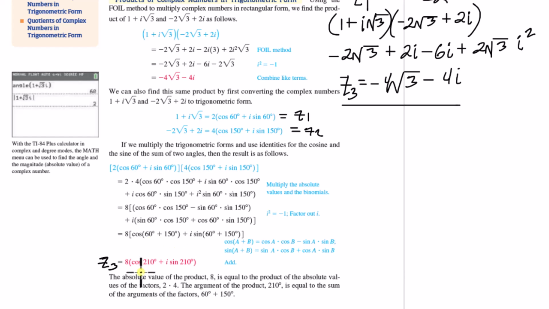60 plus 150. So that's really easy. That's significantly easier than doing the FOIL method with the rectangular form. Now, it's not like it was that hard multiplying two complex numbers with the FOIL method in rectangular form, but still, if you're multiplying a bunch of complex numbers, it would be a lot easier to convert them to polar form, or maybe it's a lot more intuitive to think about the meaning behind it in polar form.